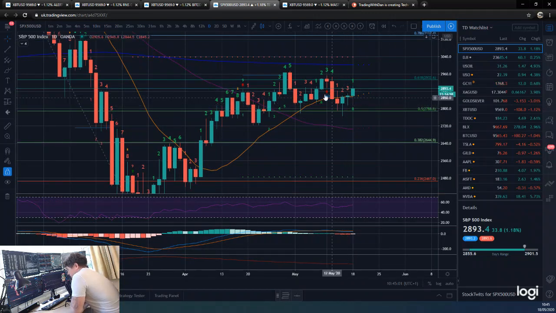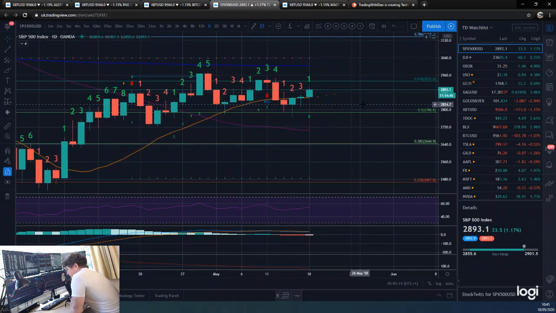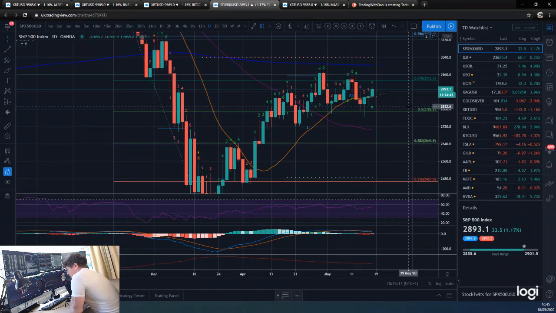A good rejection from this 0.5 fib, as you can see. These long tails on the candles. Those of you that do candlestick analysis obviously know that's pretty bullish, especially when you break above those candles. So looks like we're having a little bit of a move to the upside.